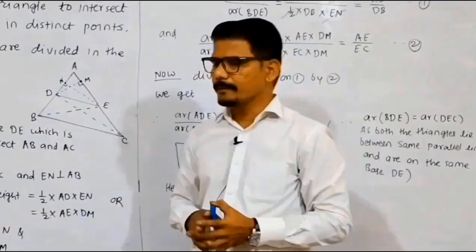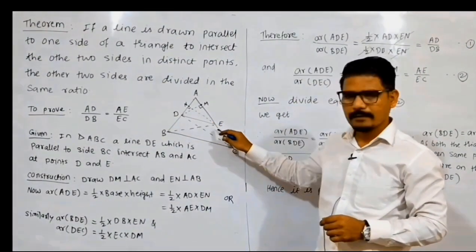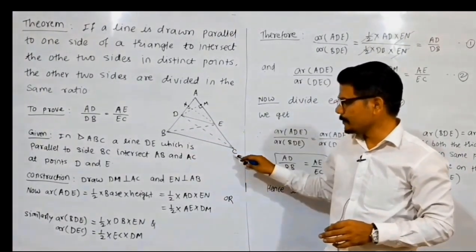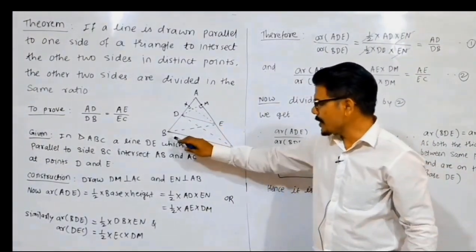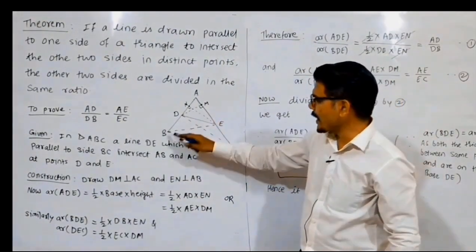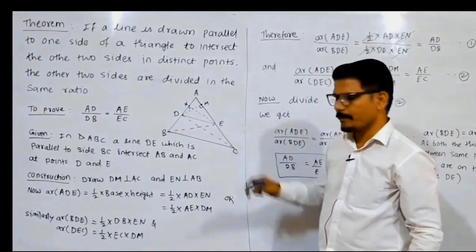Now let's look into the theorem. The statement of the theorem is: if a line DE is parallel to any one side of a triangle, that is, DE is parallel to BC and cuts the two other sides of the triangle, AB and AC, in two different points D and E.